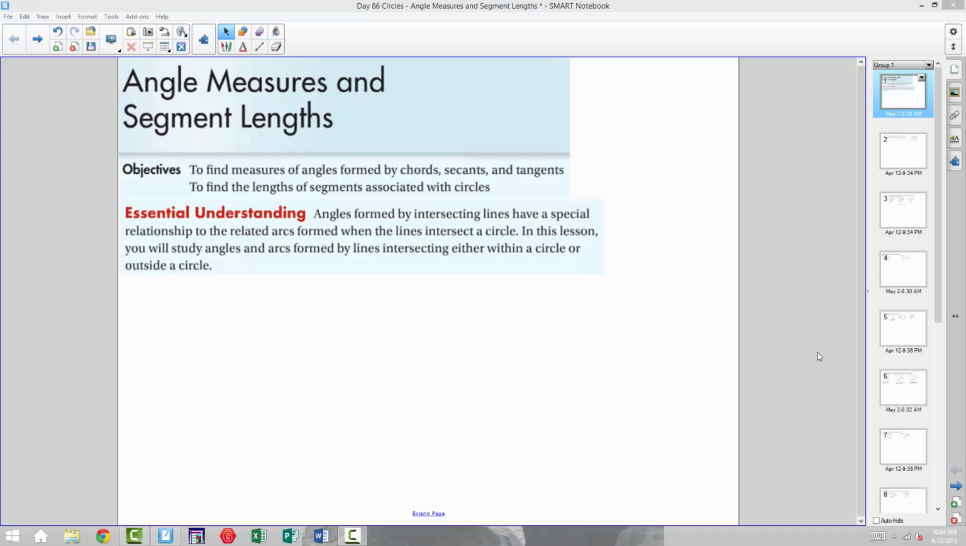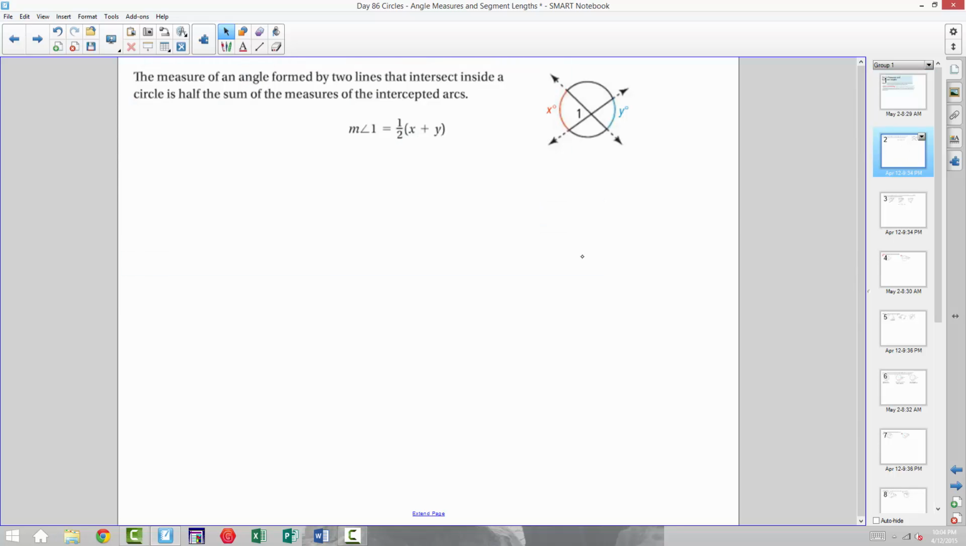Today's video lesson will be on angle measures and segment lengths within a circle. Objectives: to find measures of angles formed by chords, secants, tangents, and to find the lengths of segments associated with circles. So you should be able to do those two items at the end of this video lesson on your own. So let's jump right to it.